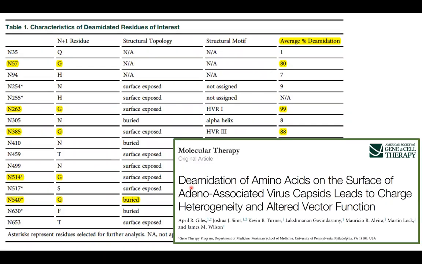So here is the detailed characterization report from Jim Wilson's lab. You can see they identified several asparagine residues that deamidate at different degrees. As high as 99%, almost complete deamidation, and some only 1 to 7%. And this is published in Molecular Therapy.